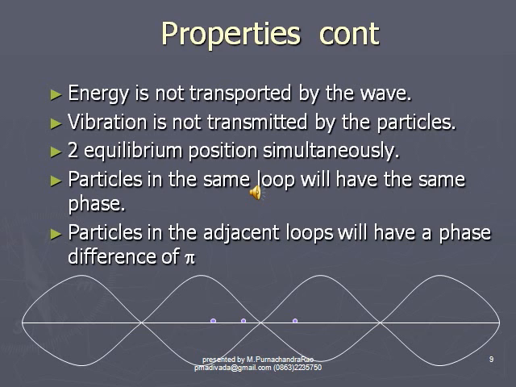The particles in the same loop will have the same phase. Consider the dots 1, 2, 3 from left. The first two dots will have the same phase because they are in the same loop. The third dot is in the neighboring loop, so it will have a phase difference of pi with the two dots. Similarly, if you consider another particle in the first loop, it will have a phase difference of pi with the two dots in the second loop. Like this, the particles in neighboring loops will have a phase difference of pi.